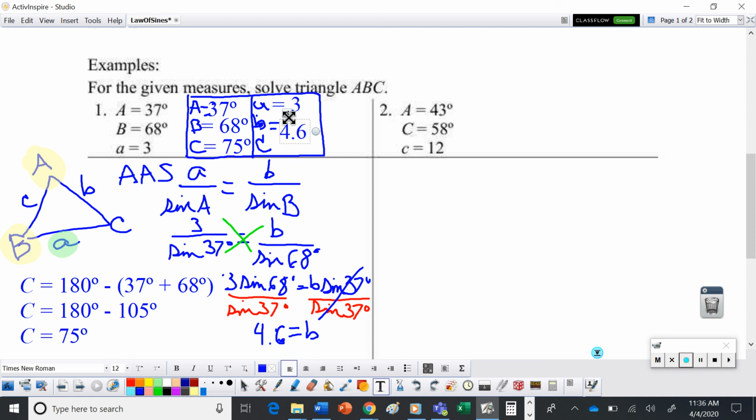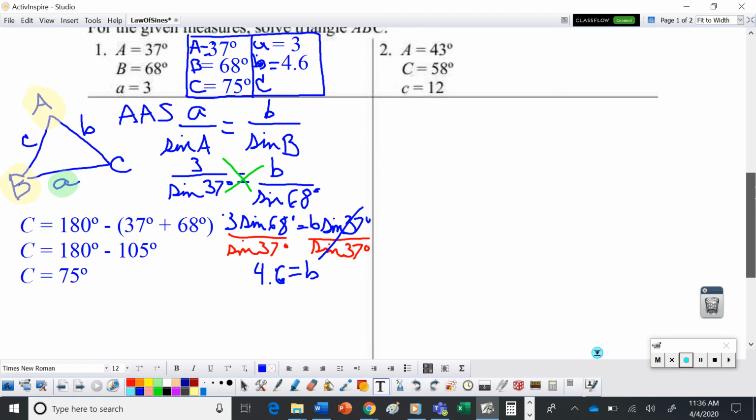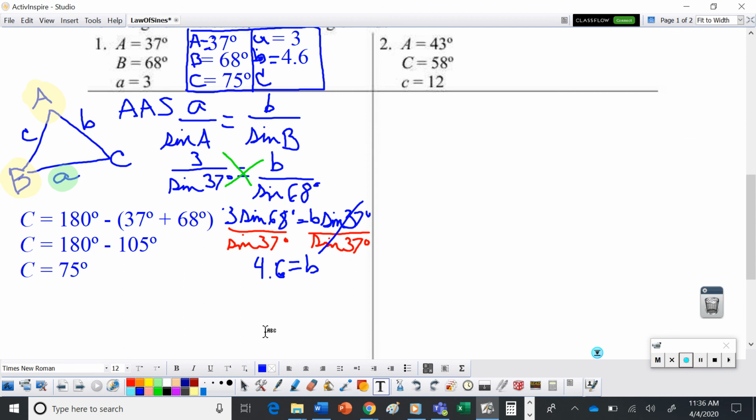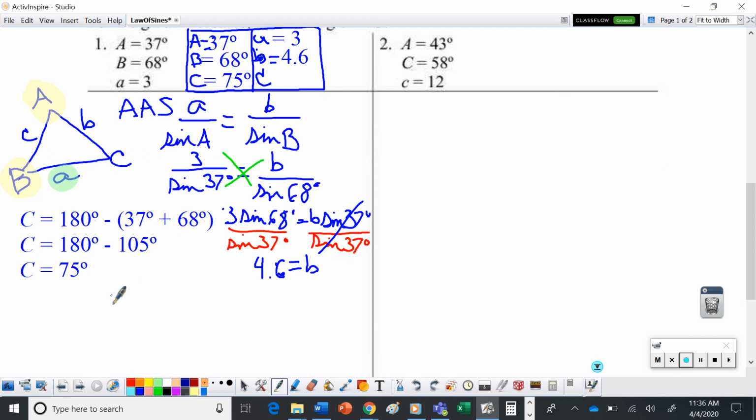For side B. All right, now time to find side C. Once we have these two, that's the only thing left to find. So we start out the exact same way. We'll say A over the sine of angle A equals C over the sine of angle C.